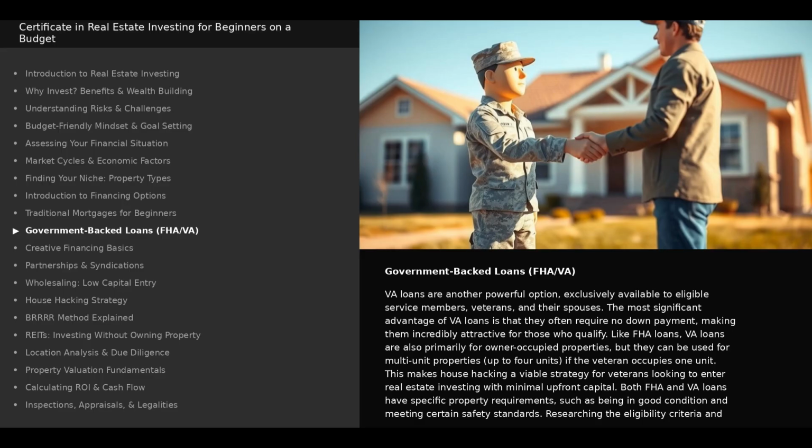Both FHA and VA loans have specific property requirements, such as being in good condition and meeting certain safety standards. Researching the eligibility criteria and benefits of these government-backed programs is a smart move for budget-conscious investors looking for accessible financing.